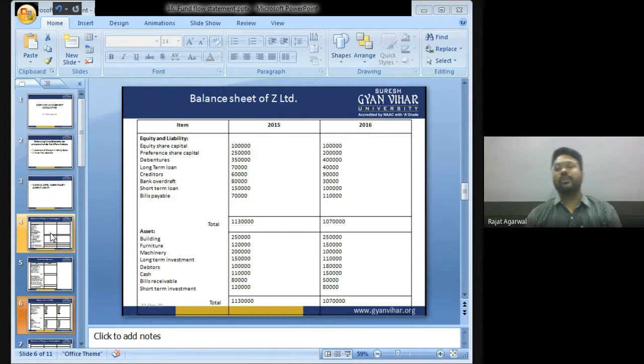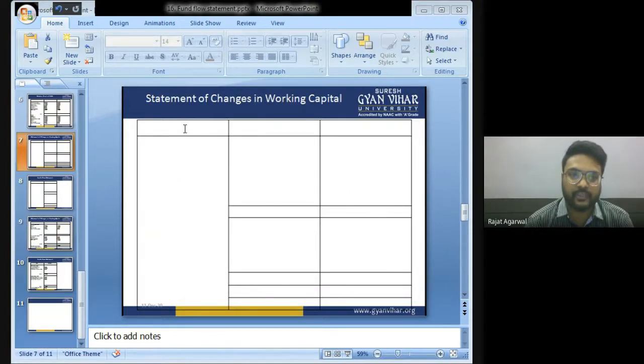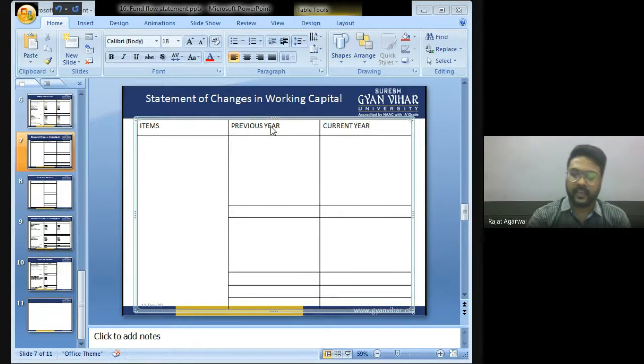Now children, let's start with the statement of changes in working capital. Here I told you what you have to write. You have to write items here, here we will write previous year, and here we will write current year.